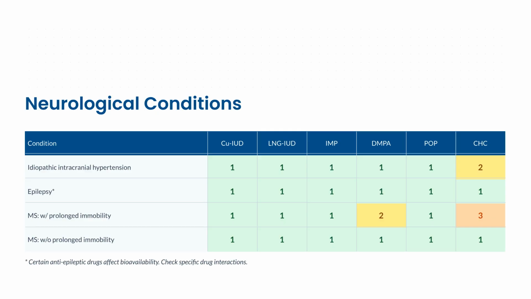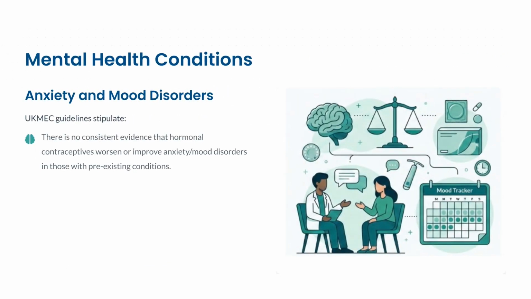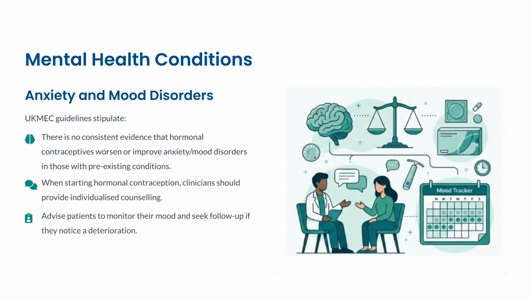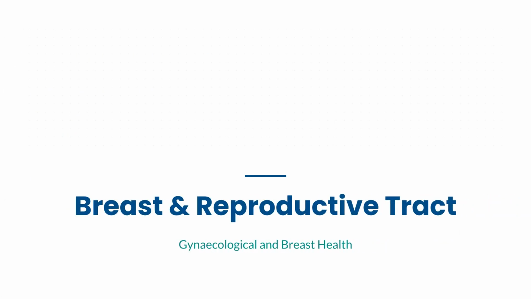This slide details eligibility for various neurological conditions, noting that certain drug interactions may affect contraceptive bioavailability. Regarding anxiety and mood disorders, the UKMEC emphasizes individualized counseling and monitoring for patients starting hormonal contraception. The final section covers reproductive health concerns, including gynecological issues and breast health.